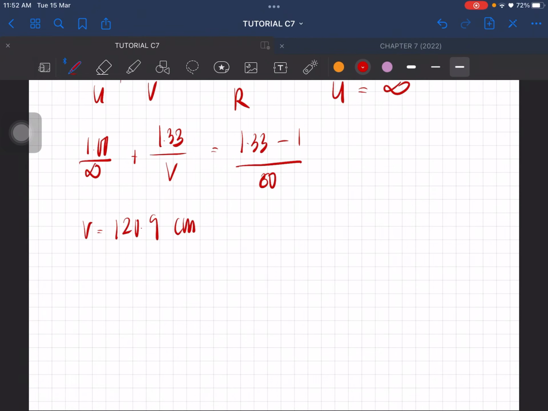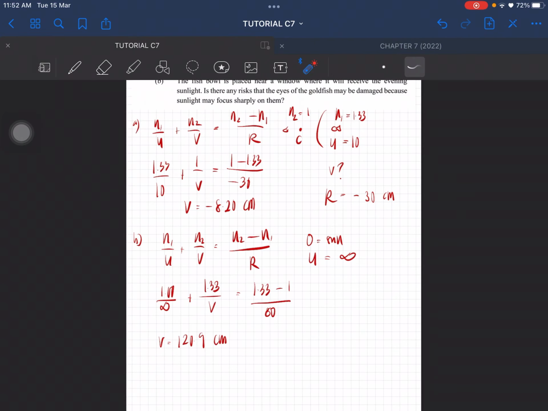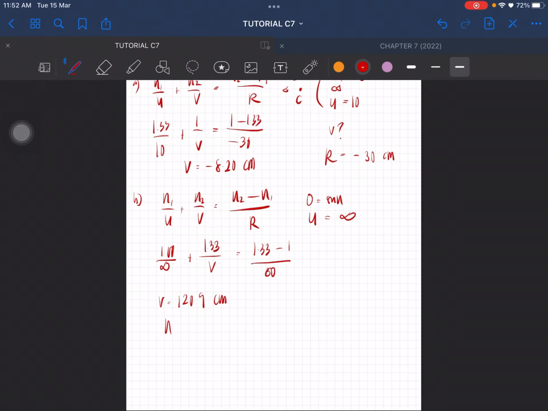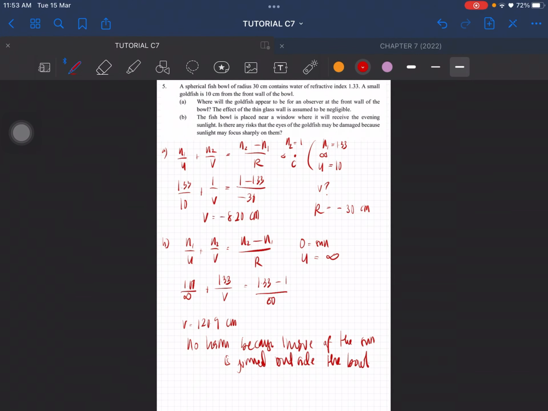Now if we look at this, the fishbowl's diameter is only 60 centimeter. So the image of the sun is formed outside of this bowl. If it is formed outside of the bowl, there would be no harm to the fish. So the answer is no harm, because the image of the sun is formed outside the bowl. Okay, can understand that? Right, so that is the solution for question number 5.